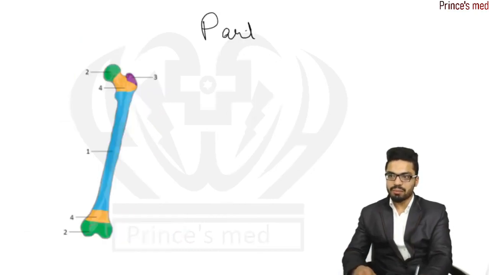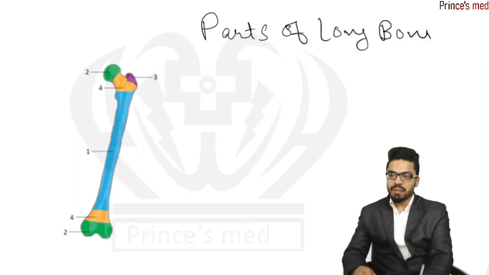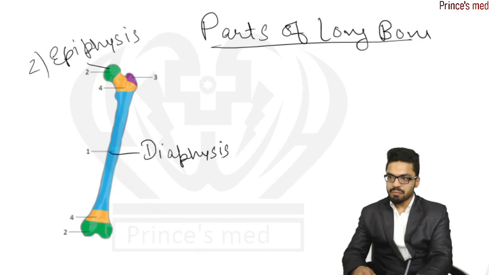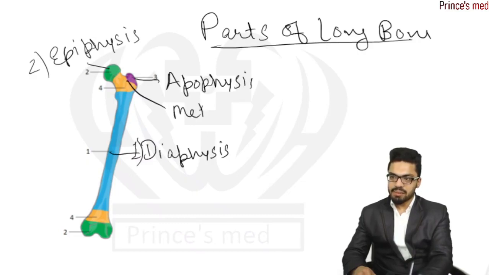Next we will deal with parts of the long bones. A long bone has parts. One is our diaphysis, second is our epiphysis, third is our apophysis, and fourth is our metaphysis.